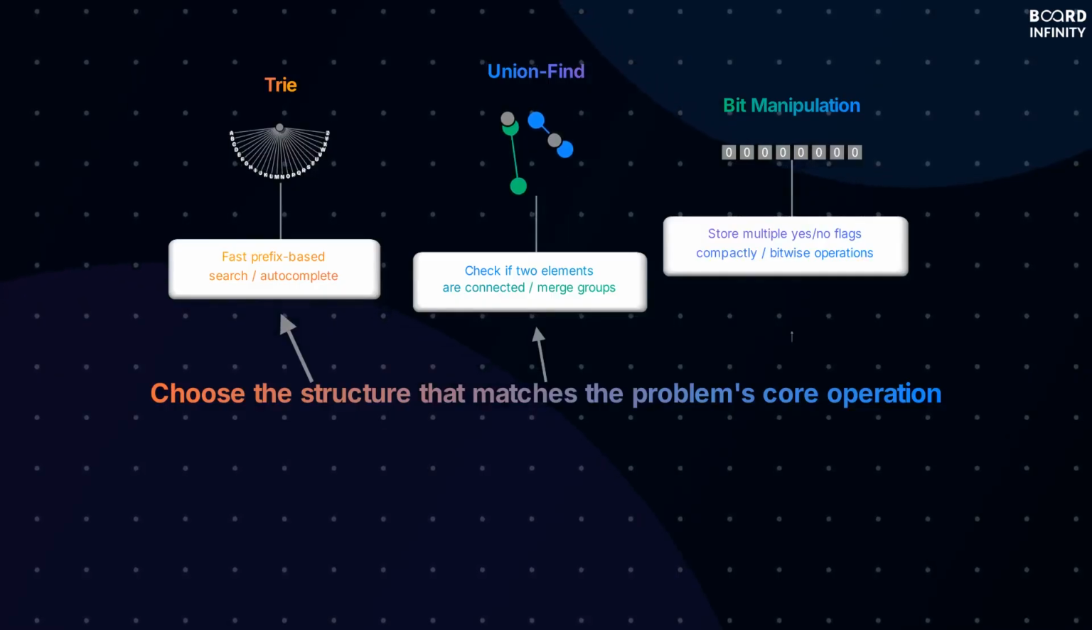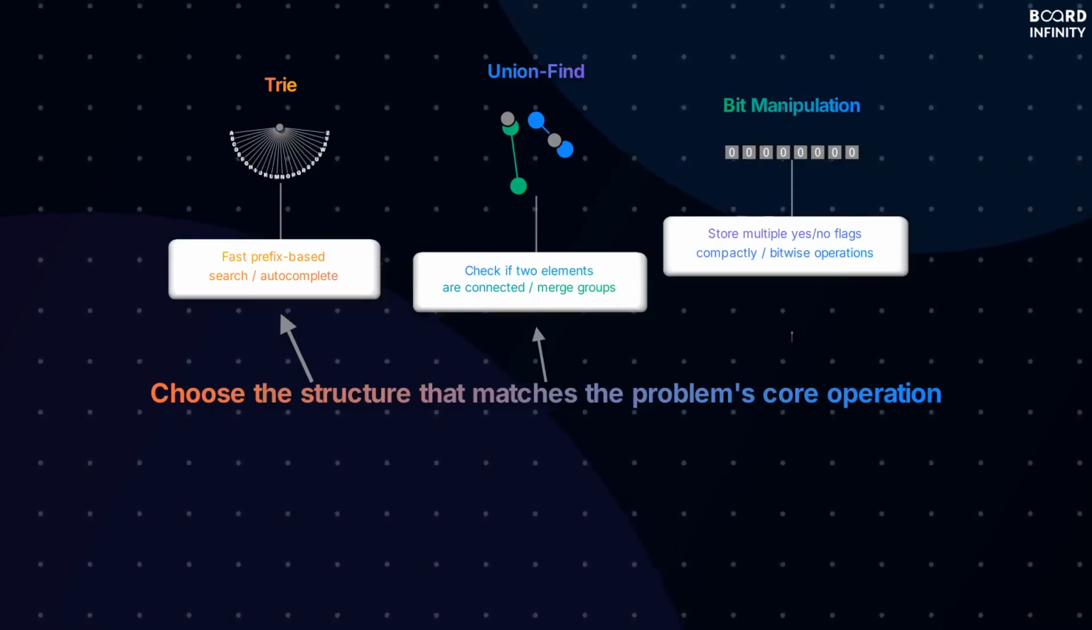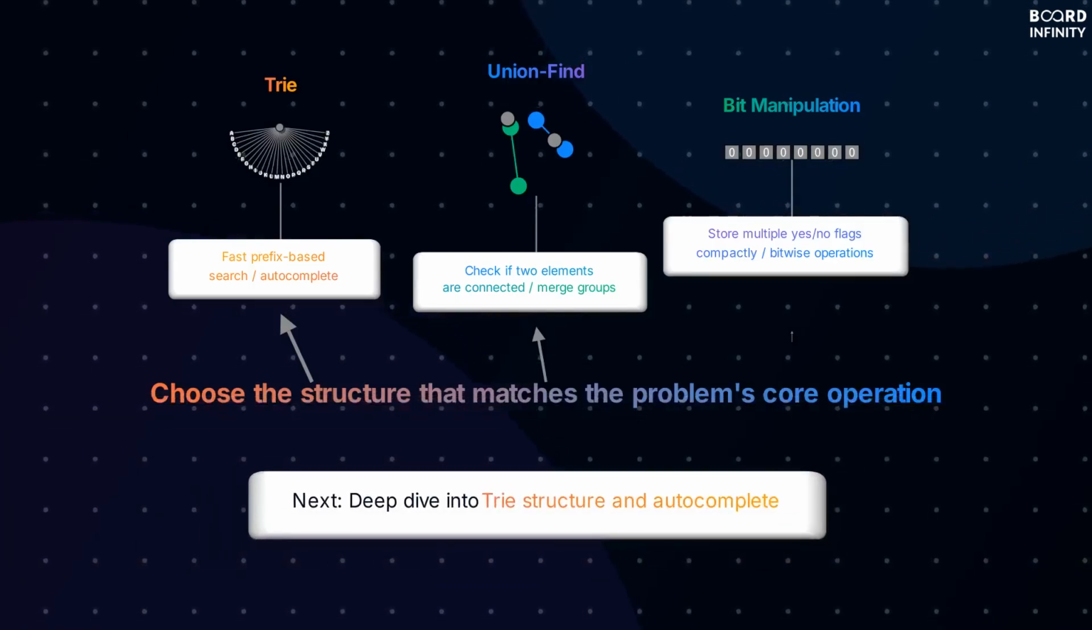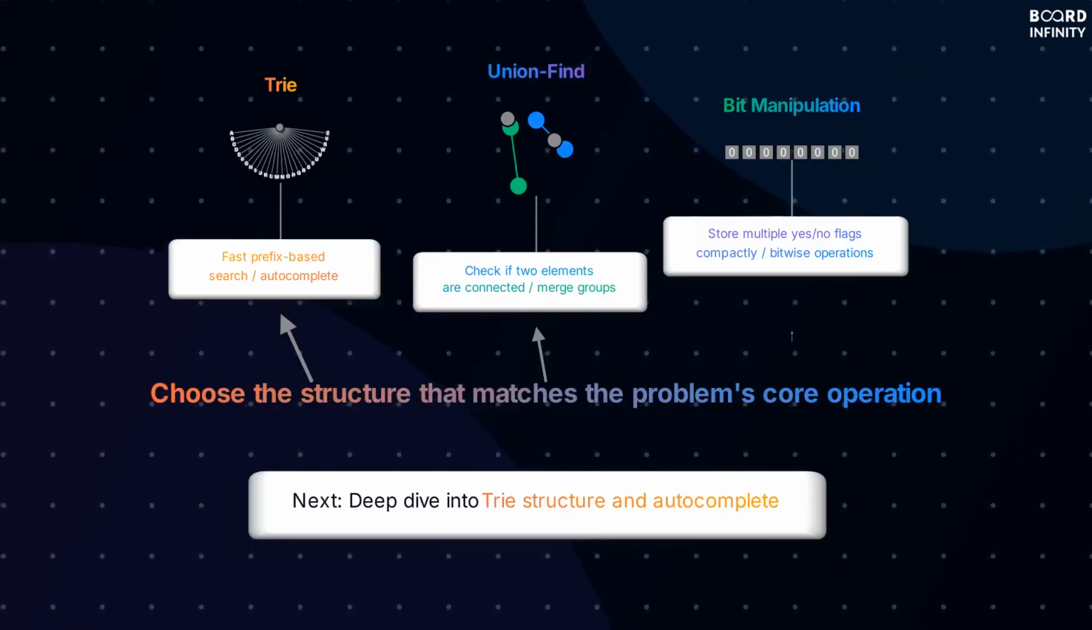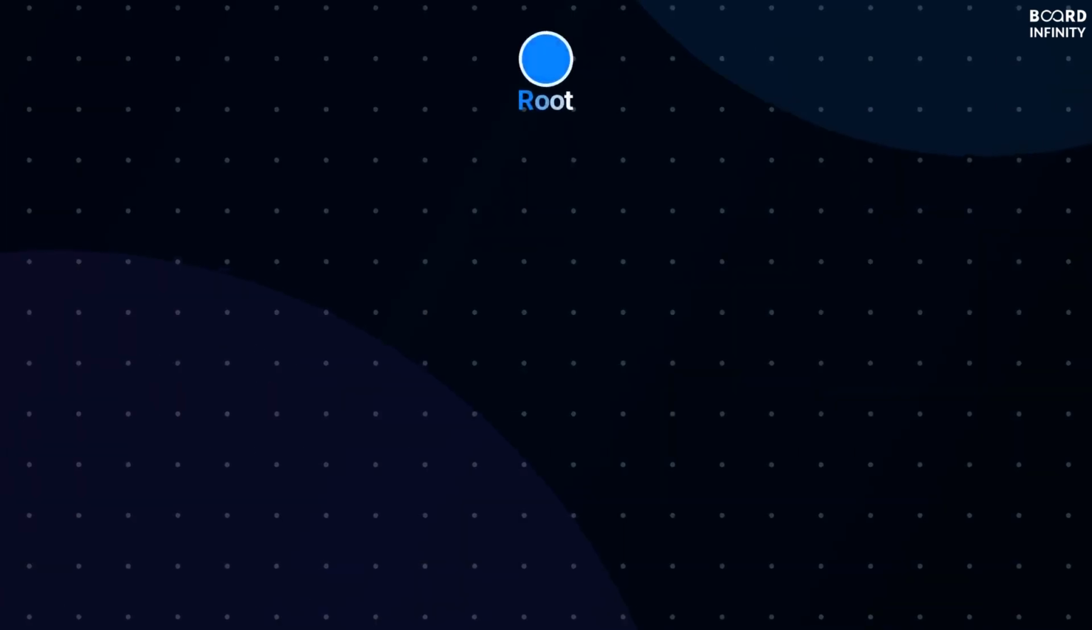These specialized structures are not just academic concepts. They're vital for solving real-world problems efficiently. In the next section, we'll take a deep dive into the trie structure, exploring its construction and how it powers autocomplete features in detail. Let's start with tries.